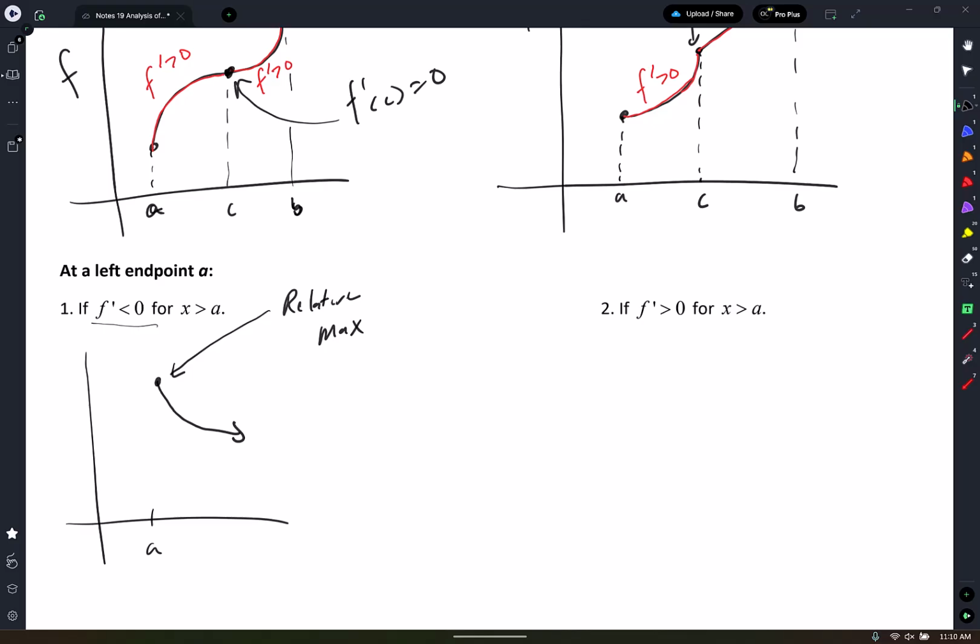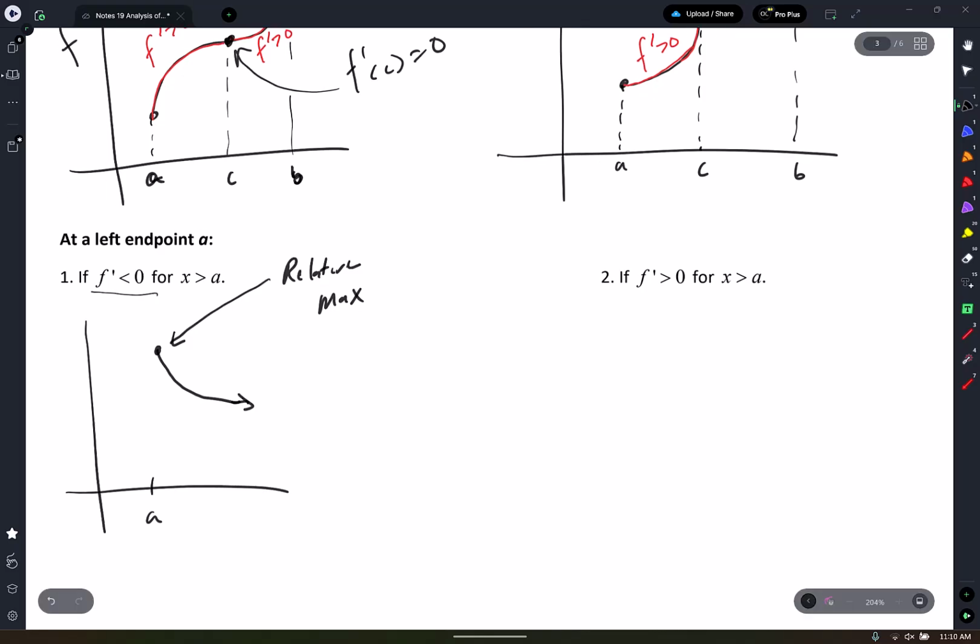What if it would have done this? If it would have gone like that, it's no longer the absolute max because look, there are other points that are higher. Do you know what I mean? So we're just going to call everything relative. It says x greater than a, so I'm just going to put an arrow. We don't know what happens to the right of that. Cool. All right, look at number 2.